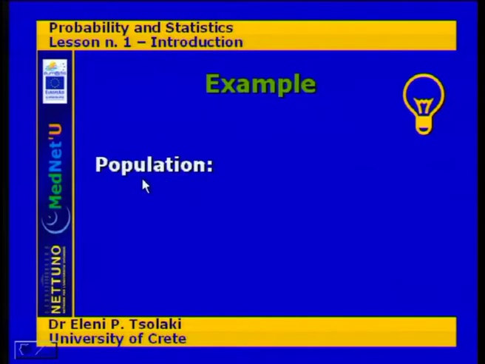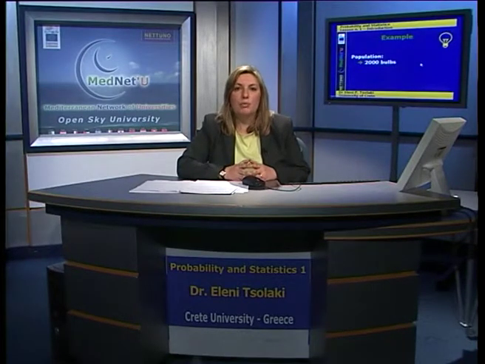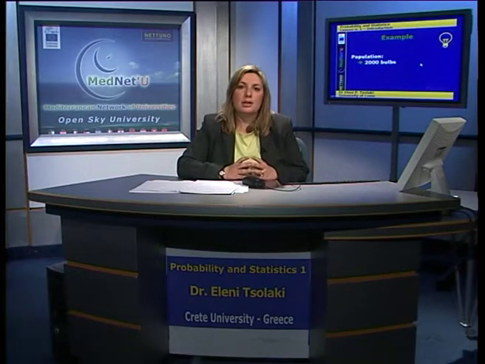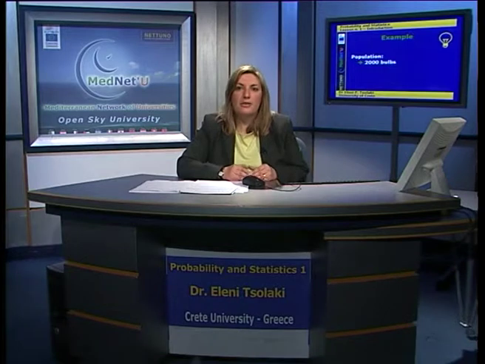In this case, the population is the 2,000 bulbs: the 1,000 bulbs made using method A, and the 1,000 bulbs made using method B. In an example, we have to make sure what the population is. As we said, the population is the whole that we want to study. If the population changes, then everything changes. Then the results are not valid.